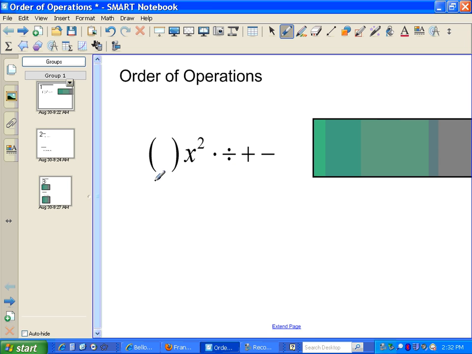So we have to always do things in parentheses first. And then we simplify any exponents second. And then we're going to do multiplication and division together, any multiplication and division from left to right. So we like to put the little arrow left to right on top of the M and the D. And then we do any addition or subtraction, again, from left to right.